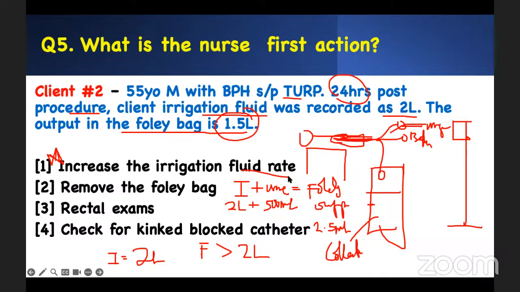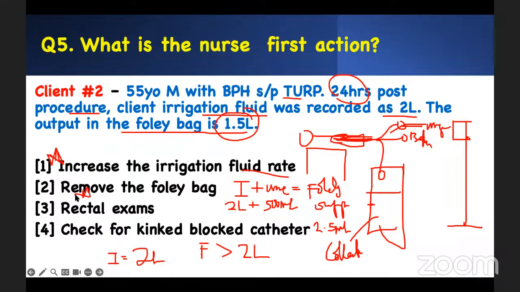If it's clogged, yeah, then you unclog it. The doctor will give you an order to flush it, unclog it. Then you can figure out. But I'm not going to increase the fluid rate because whatever I'm receiving is less than what I'm putting in. I'm not going to remove the Foley.